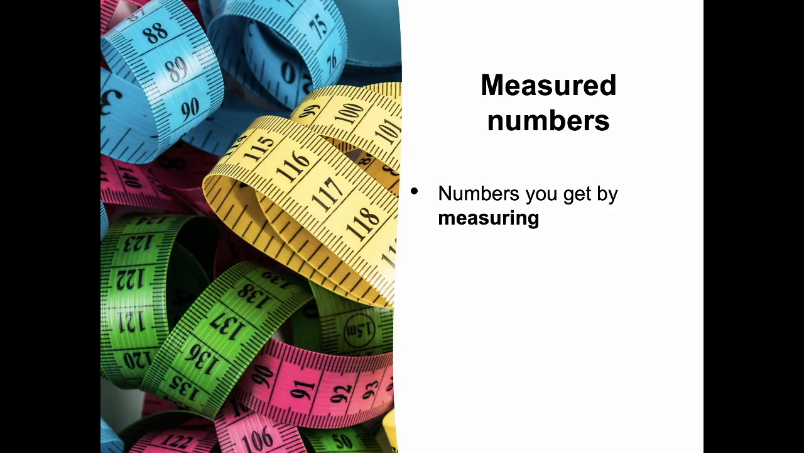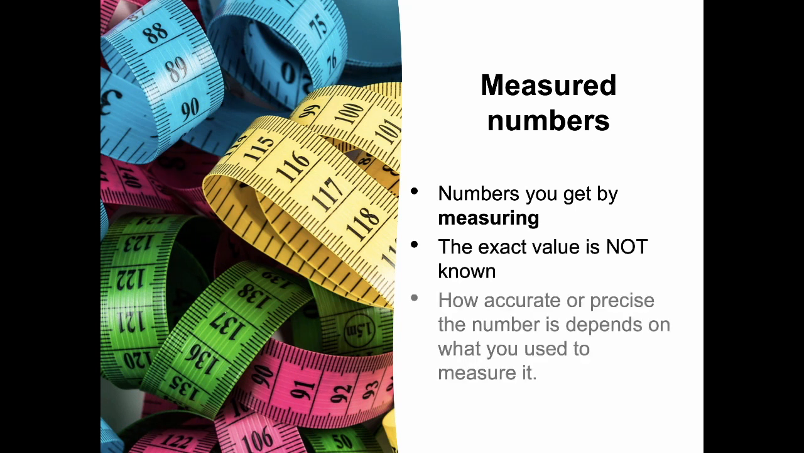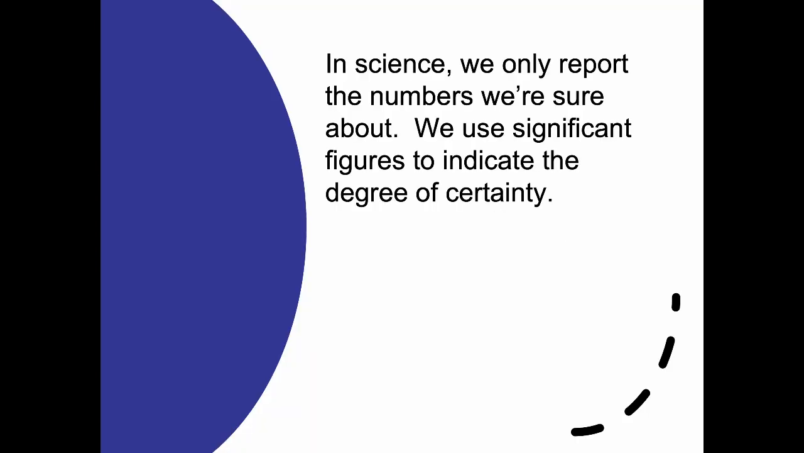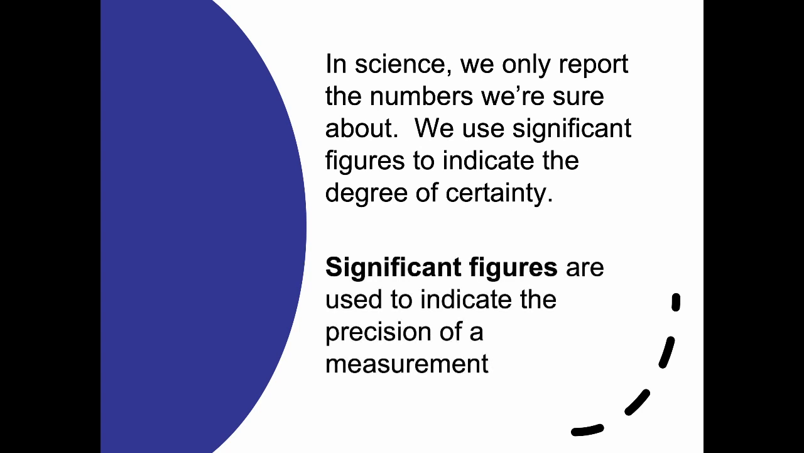Measured numbers are numbers you get by measuring. The exact value is not known. How accurate or precise the number is depends on what you use to measure it. In science, we only report the numbers we're sure about. We use significant figures to indicate the degree of certainty. Significant figures are used to indicate the precision of a measurement.